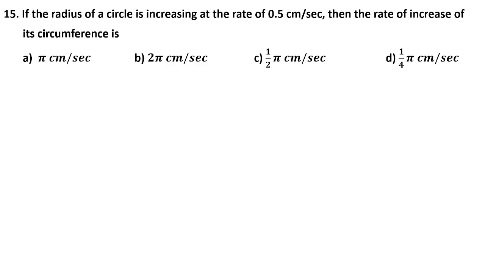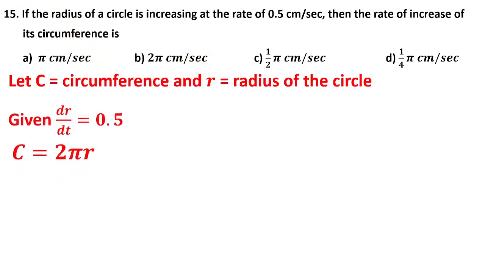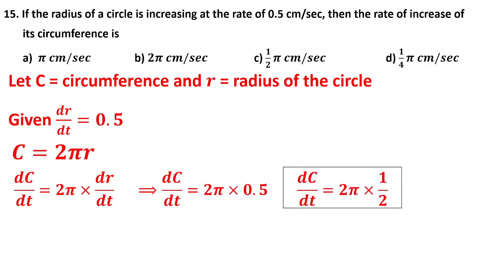If the radius of a circle is increasing, find the rate of increase of the circumference. C is the circumference, R is the radius. dr by dt is given as 0.5, increasing, therefore plus 0.5. C is 2 pi r. Differentiating, substitute the value of dr by dt here, then it is 2 pi into 0.5.